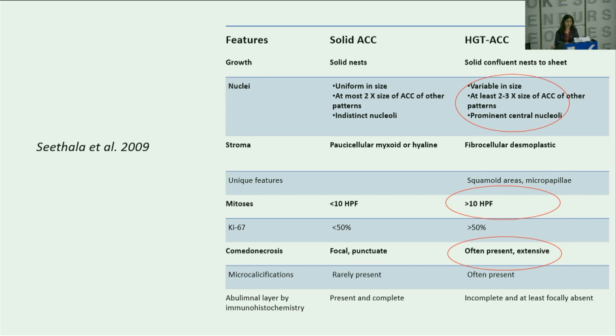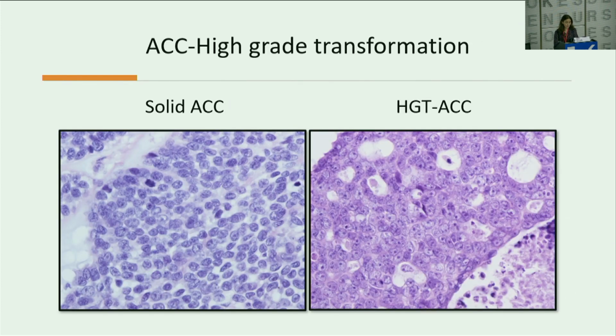More importantly, in high-grade transformation, we see high mitotic activity, at least 10 per 10 high power fields, with necrosis, often comedo-type necrosis. Ki-67 is more than 50%. Here we see side by side adenoid cystic carcinoma with high-grade transformation and solid adenoid cystic carcinoma. Notice that the cells in high-grade transformation are larger, more pleomorphic, and have prominent nucleoli. They show more ductal features, and we see here the comedo necrosis.